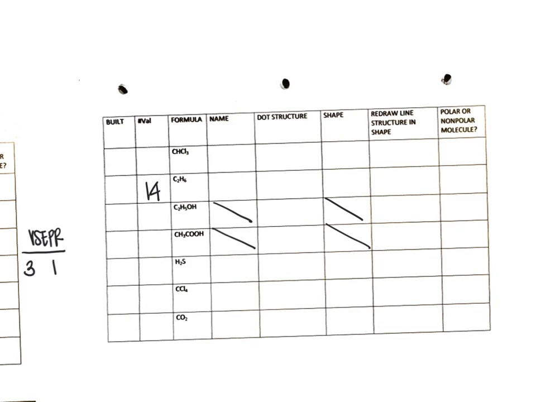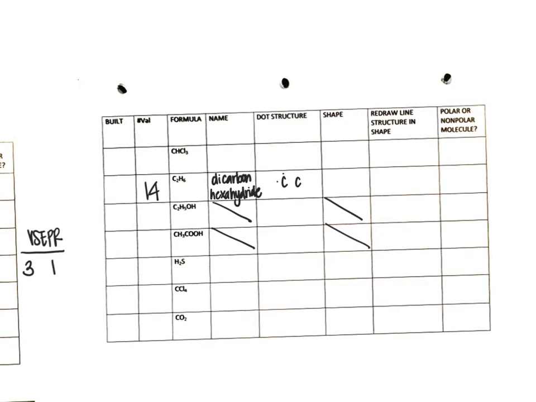Here we're looking at C2H6. So when I'm naming, this is dicarbon hexahydride. In this case, I have two central atoms, carbons. Each of them has 4 valence electrons, and I need to then place 6 hydrogens. Each of those 6 hydrogens contributes 1 valence electron. And so when I connect my singles, carbon is single bonded to itself and each of those hydrogens.